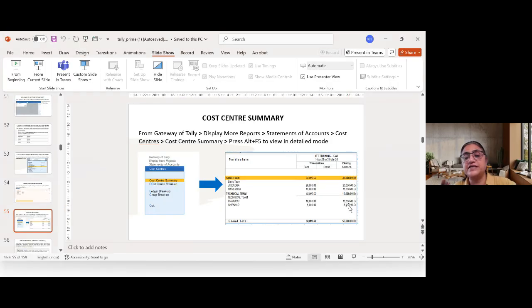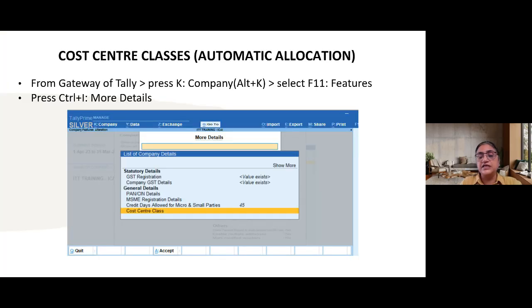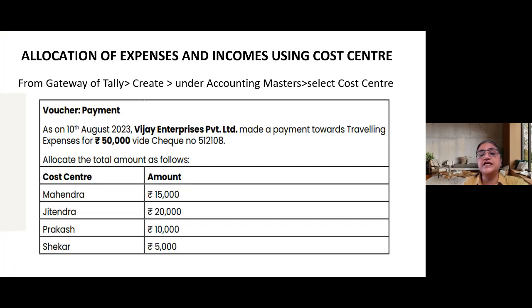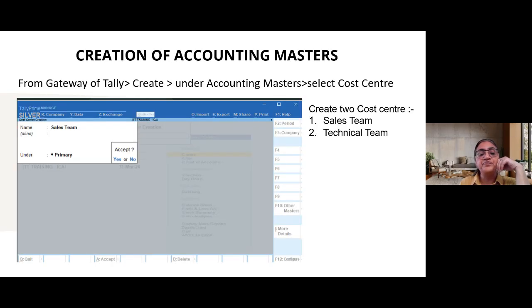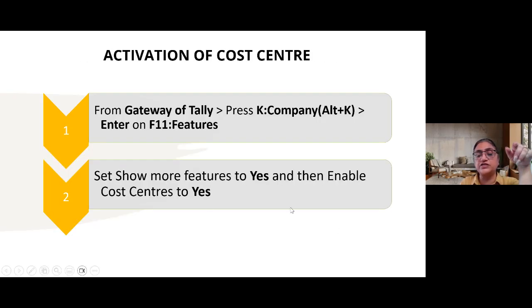Okay, step by step. The first is you have to create the cost centers. First is F11, then we are moving from the starting to end, cost center and cost center class. Basically, why do we need to use the cost center and cost center class? Both are used for performance analysis. And to activate the cost center, press the F11 key. In F11, you should set the cost center to yes.